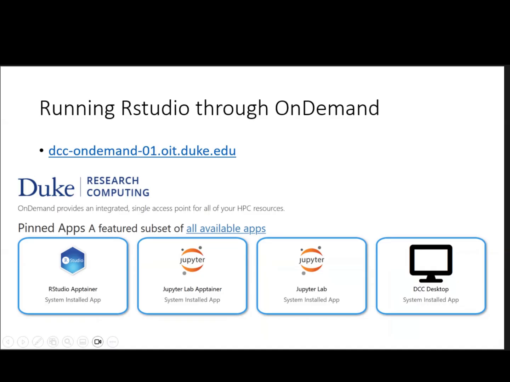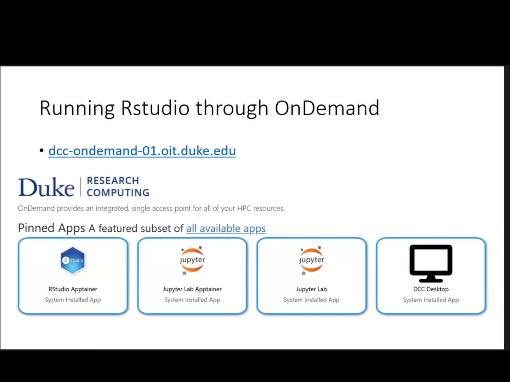And there's four different pinned apps. There's more actually if you click. But this RStudio Apptainer is the one that we use for R. Jupyter Lab Apptainer is the one that I use for Jupyter. I don't actually know how it differs from the one beside it. And then DCC Desktop is actually kind of cool. I haven't played around with it too much, but if you click that, it gives you a virtual Linux desktop. So then you could potentially use any graphical user interface software. So that is also an option for some things.